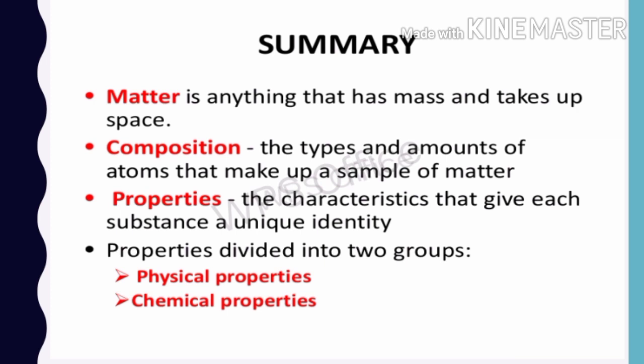It has composition and properties. Composition is the types and amounts of atoms that make up a sample of matter, and properties are the characteristics that give each substance a unique identity. The properties are divided into two groups, the physical and the chemical properties.